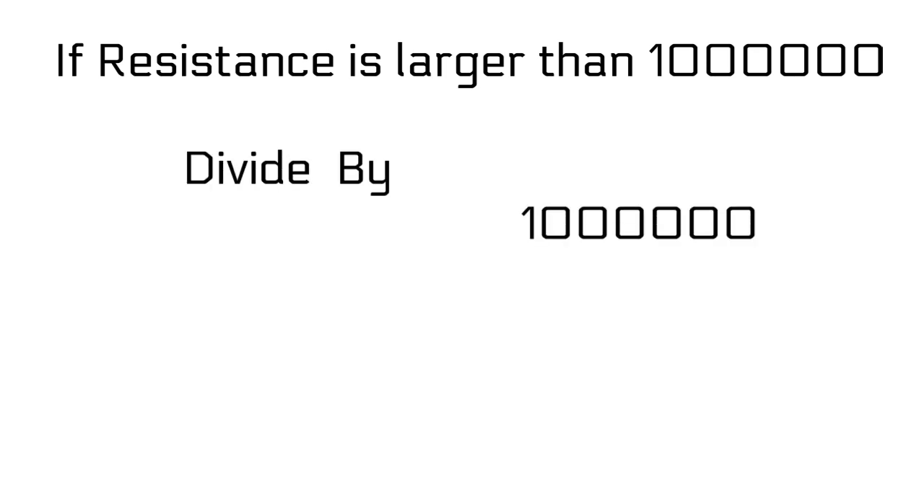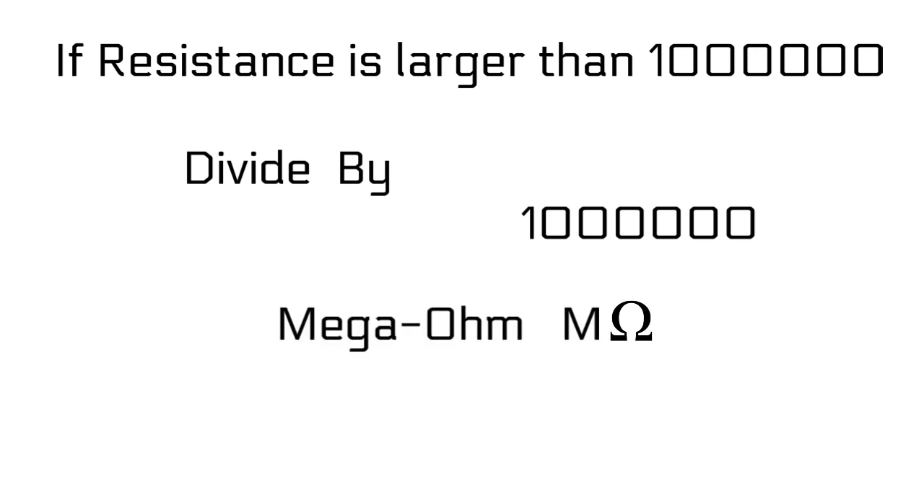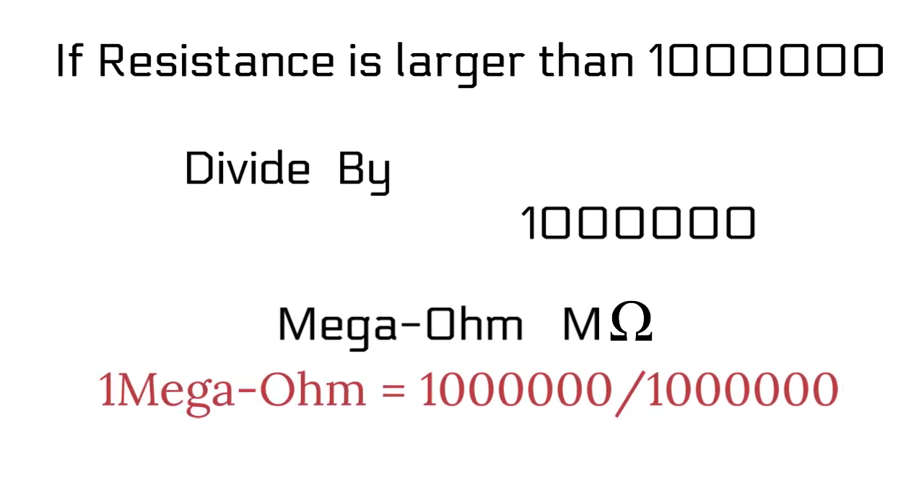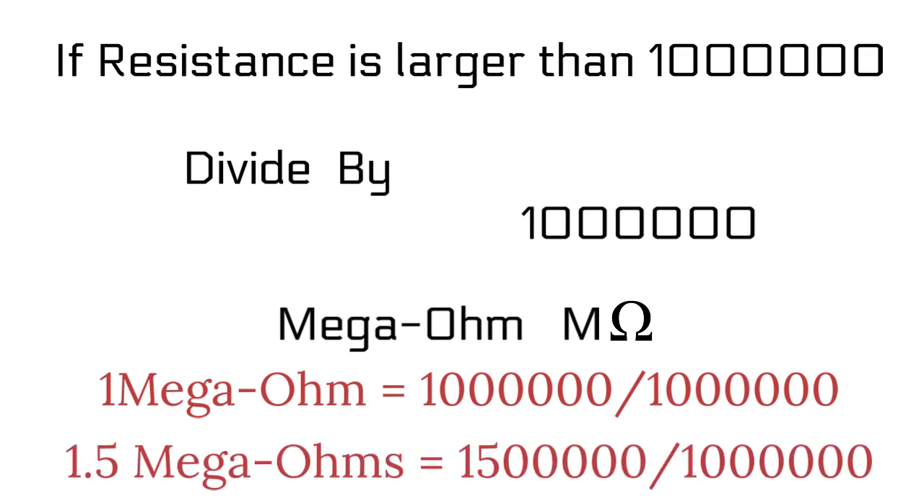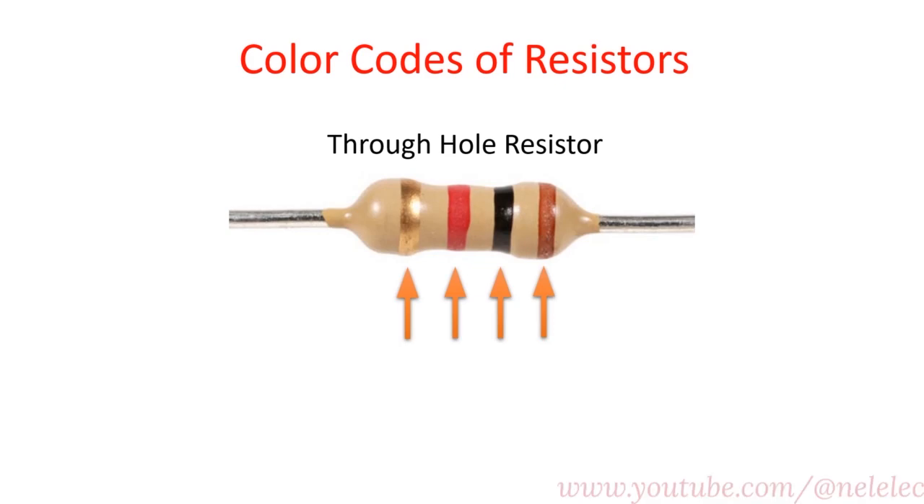Now, if the resistance value exceeds 1 million ohms, it's divided by 1 million. So, instead of expressing the value in ohms, it's indicated in mega ohms. For instance, we never say a resistance of 1 million ohms. Instead, we say a resistance of 1 mega ohm. A resistance value of 1,500,000 ohms is incorrect. It should be stated as a resistance of 1.5 mega ohms.